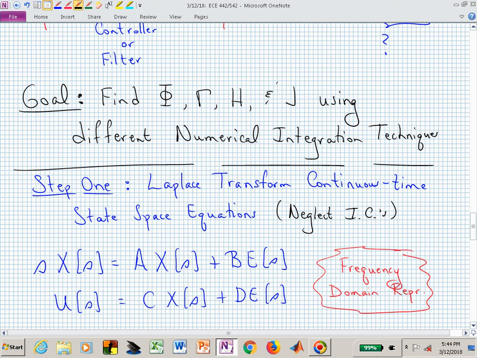Capital X is this 10 by 1 vector of Laplace transformed state variable components. A is our 10 by 10 system matrix in this case. It's constant. B, if we had one input, would be a 10 by 1, etc. This is now a frequency domain representation, and we start here for all of these approaches, the forward, the backward, and the trapezoidal.